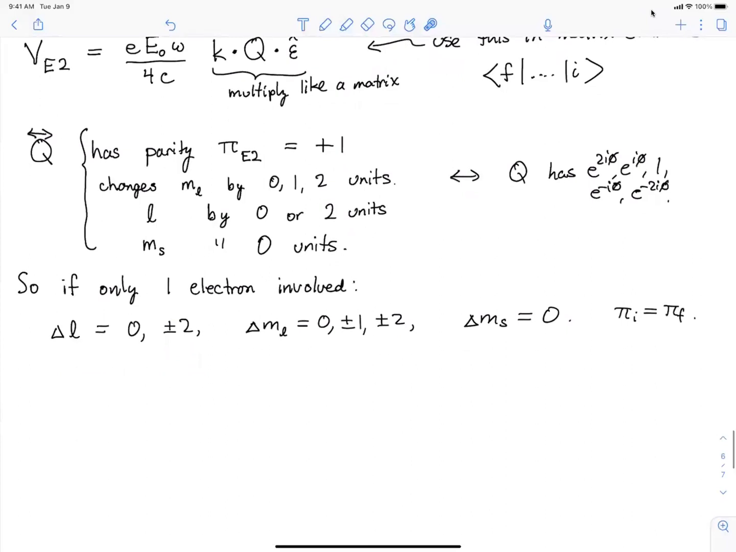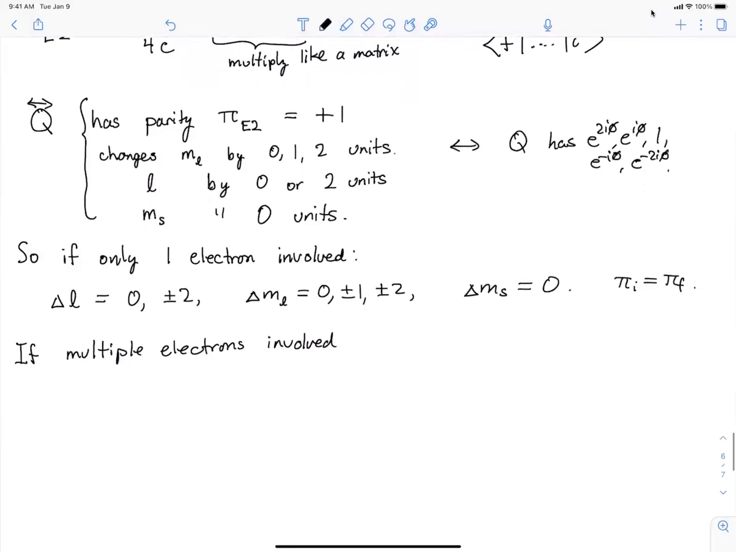Okay, so that's if one electron is involved. If you have multiple electrons involved, so for example, in helium, you could have both electrons change states, then it's still true by the same exact argument that the parity can't change. So the product of parities is plus 1.